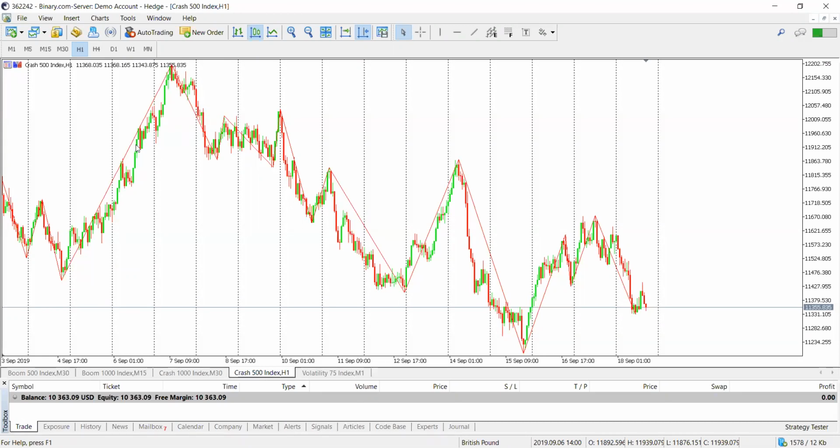I'm talking about market structure today, how the market actually moves, how you need to appreciate the movement of crash and boom as a trader. So we see this uptrend going up until this high. This is the highest high. At this high, we find that the price starts dropping. This is the first lower low.